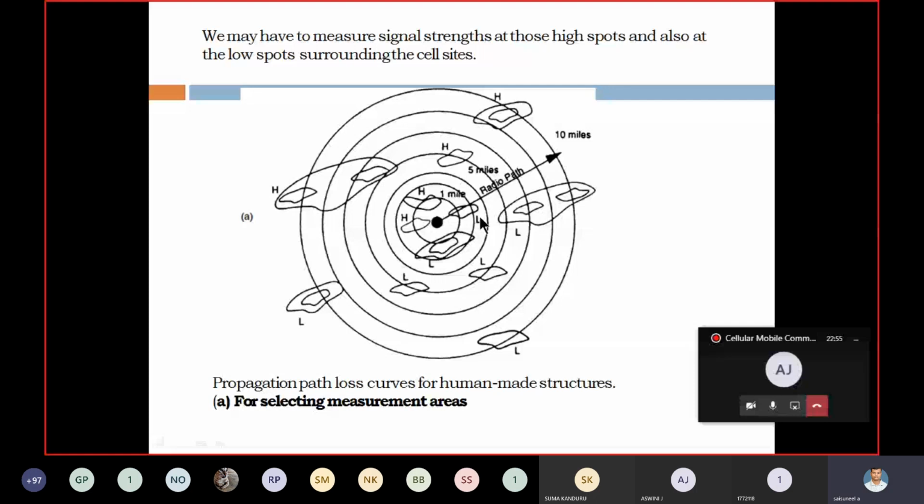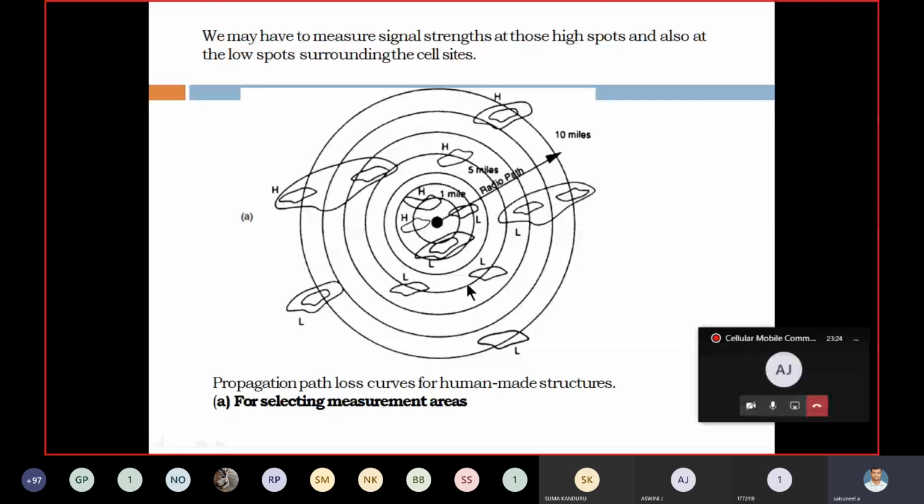Another one is the suburban area. Suburban area is nothing but the outskirts of the city. In the outskirts, we are getting high signal strength. Why? In the city there are a number of cluttered buildings, and here there are no cluttered buildings. That's why in some locations we are getting high signal strength. Likewise, we have to measure the signal strength in an area-to-area prediction model.